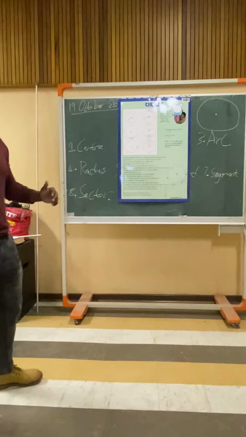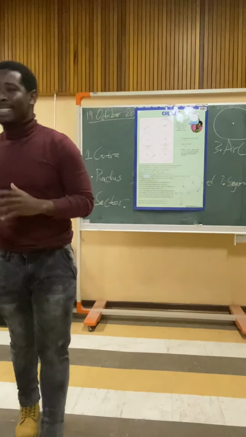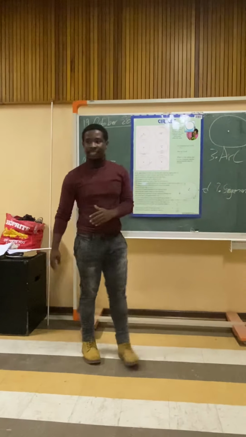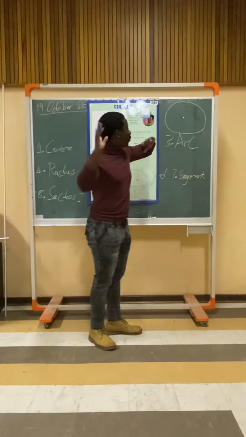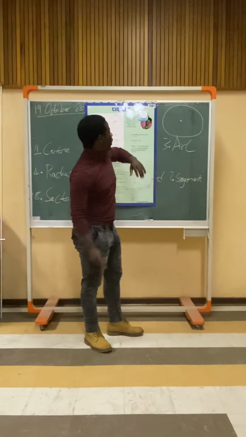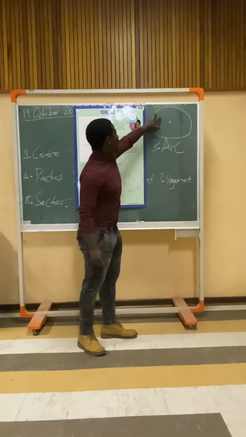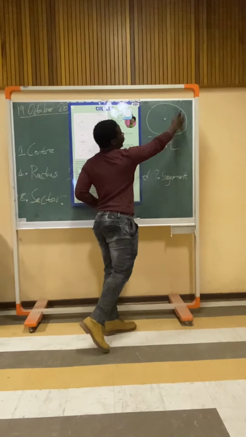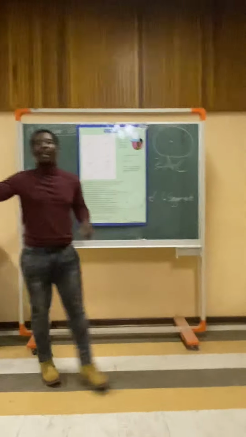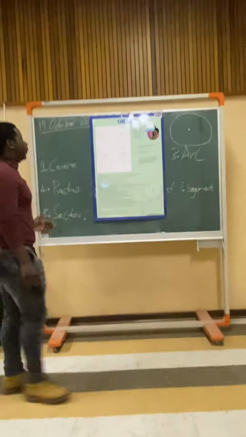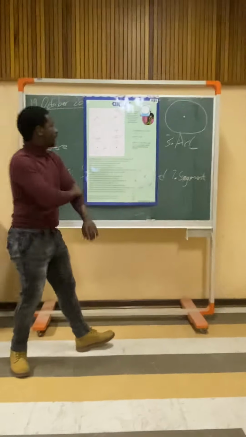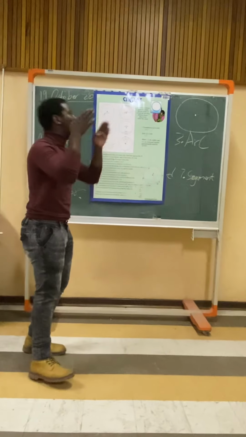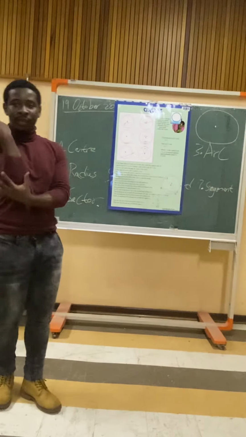So it's an equal distance from every point of the circumference. So when you come from this point to the center, it should be exactly the same as when you come from this point to the center. So what, class? It should be equal. So the distance or the measurement should be equal because the center is exactly in the middle of the circle.